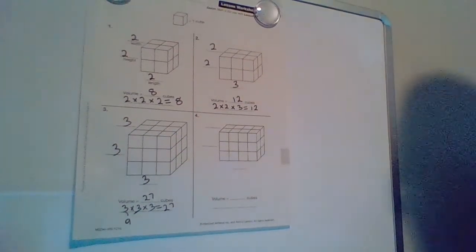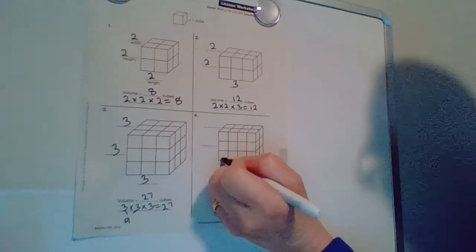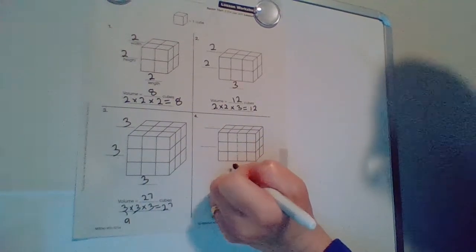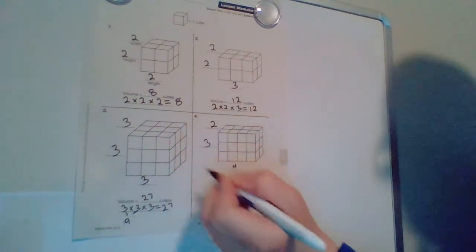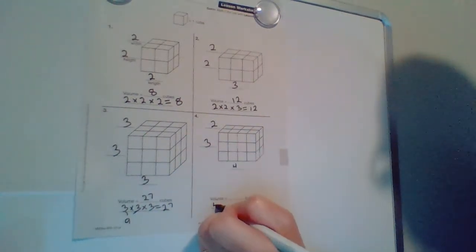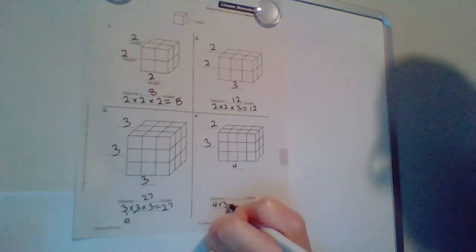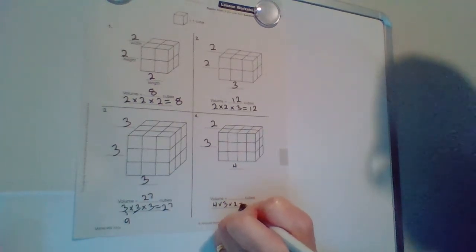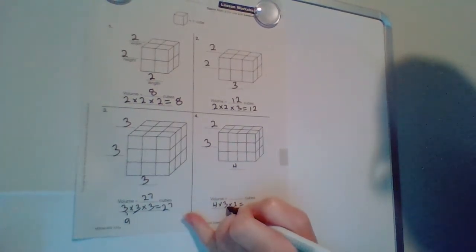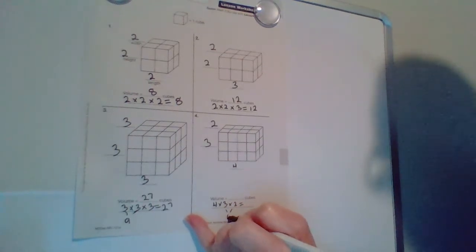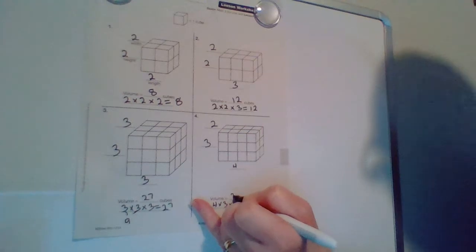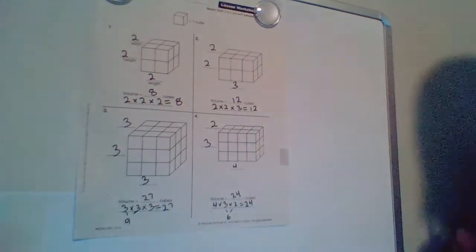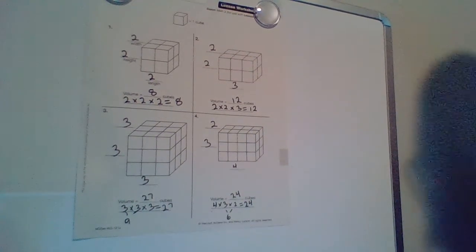All right, let's look at the final one. We have 4, and then it looks like 3 and 2. So we have 4 times 3 times 2 equals, well, I know 3 times 2 is 6, and I know 6 times 4 is 24, and the volume is 24 cubes.